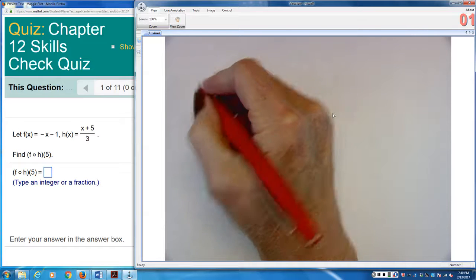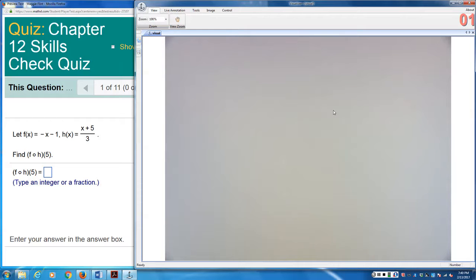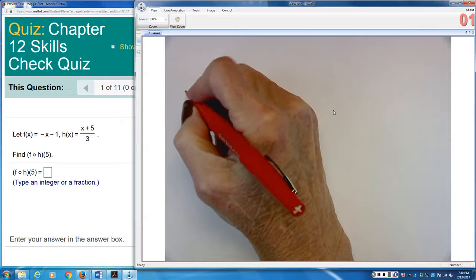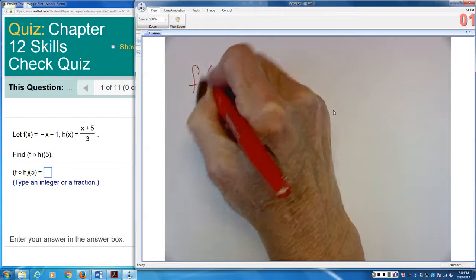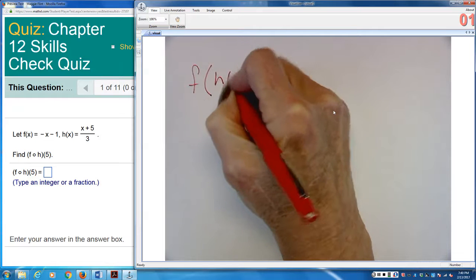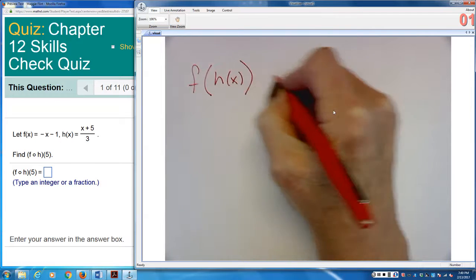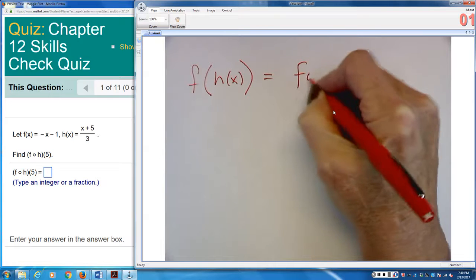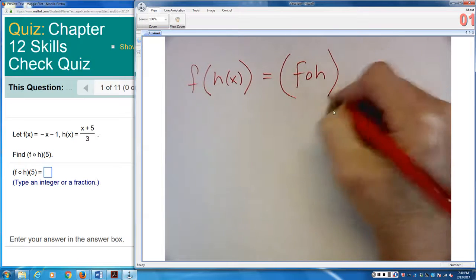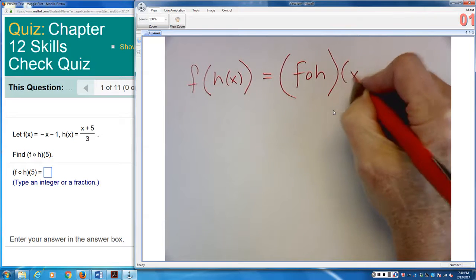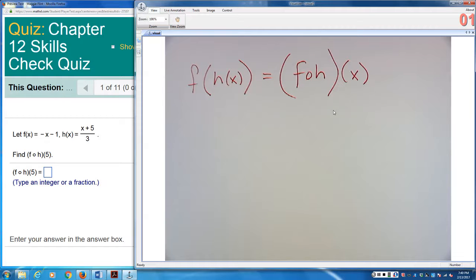It's asking you, actually, the notation that I prefer for this is to take f of h of x. Those mean the same thing. And that may help you a lot right there. Okay?